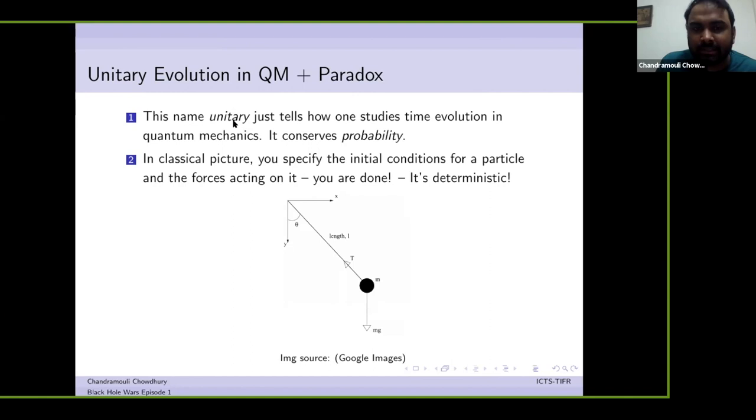This principle is very constraining in general. One of the main constraints it introduces is that it conserves probability. That is, the total probability of finding the ball at some point, no matter after how long, is always one. The ball doesn't disappear. And most good kinds of evolution preserve unitarity. Any kind of evolution that one is familiar with, even in the first one or two courses in quantum mechanics, preserves unitarity.